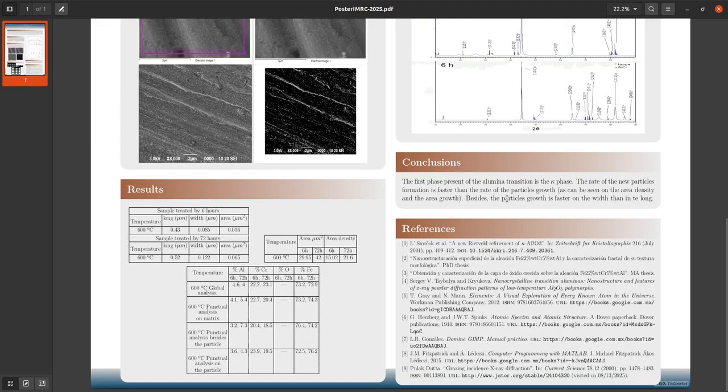Finally, it might be said that the kappa alumina is present on the surface, and the alumina particles reach their maximum long growth, limited by some obstacle, and then they start to grow too wide.